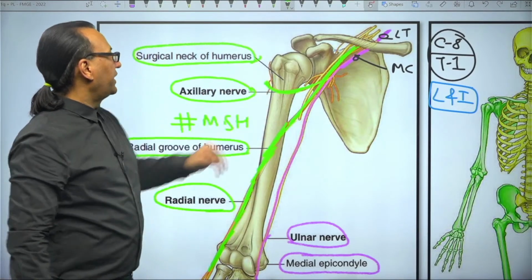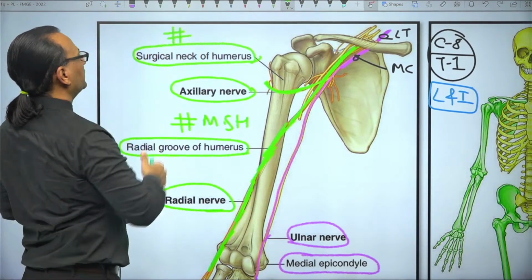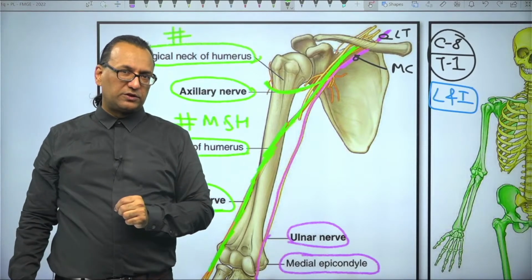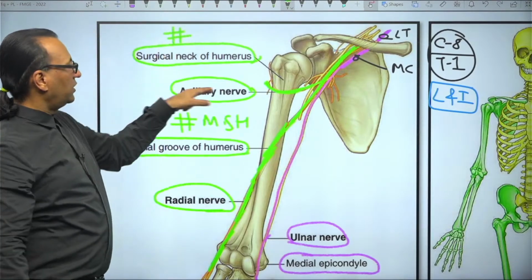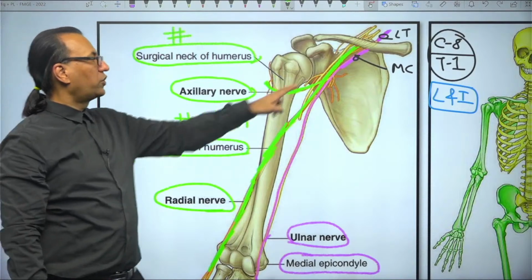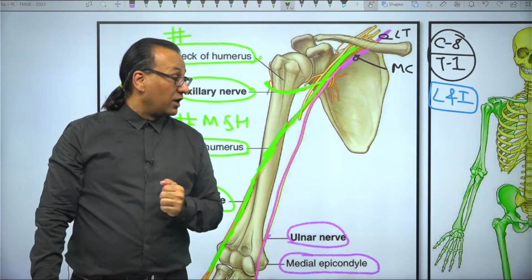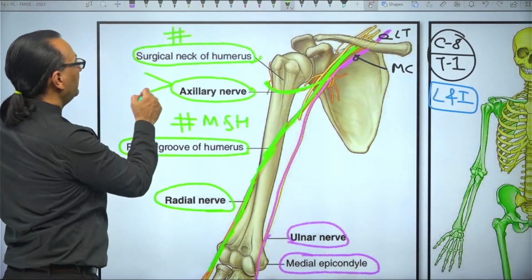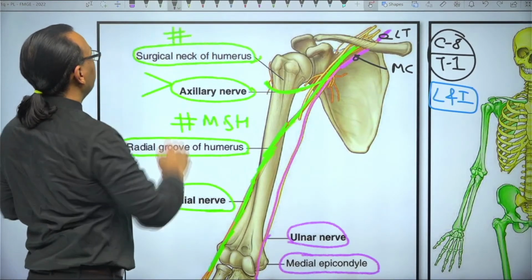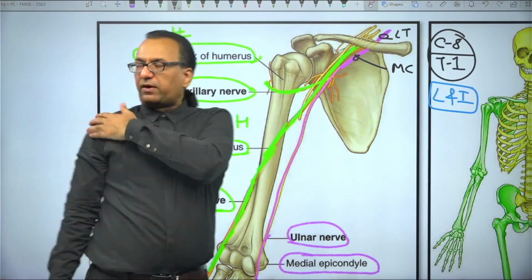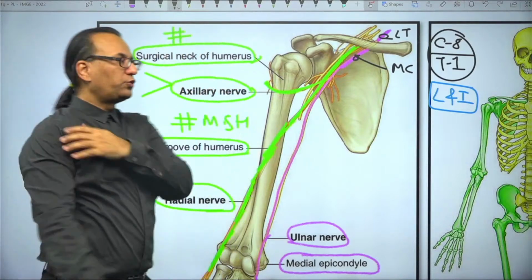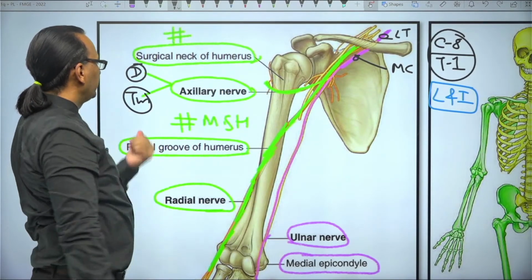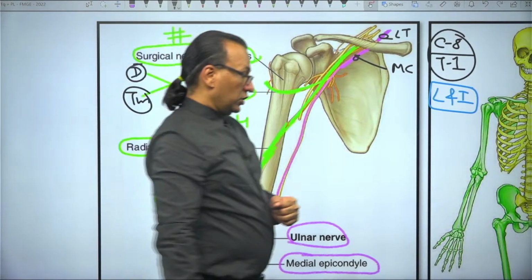What will happen if there is a fracture of the surgical neck of the humerus? The nerve damaged is the axillary nerve, coming from the posterior cord of the brachial plexus. So what will be the problem? It supplies two muscles, and they will be compromised. Which two muscles is it supplying? A powerful abductor at the shoulder joint, the deltoid, and a lateral rotator at the shoulder joint, which is teres minor.